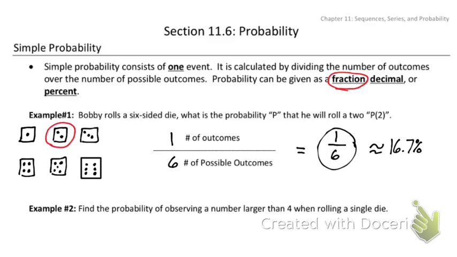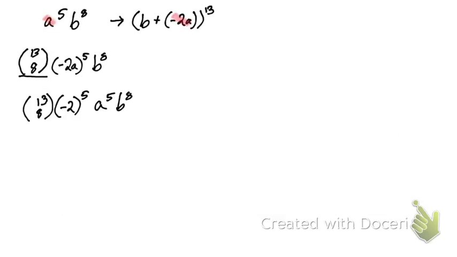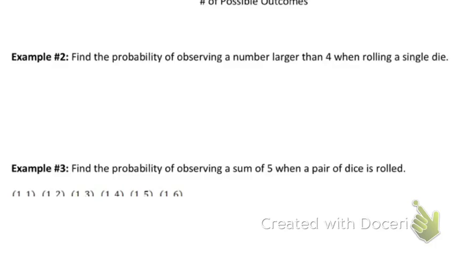All right, the next one says, find the probability of observing a number larger than 4 when rolling a single die. Once again, we are rolling a single die. So the bottom of my fraction needs to be a 6, because those are still my possible outcomes. From here on forth, I would probably just put possible. Outcomes is a cumbersome word to write all the time.